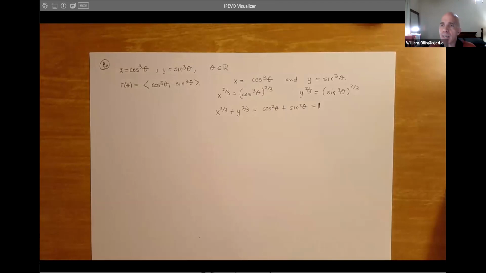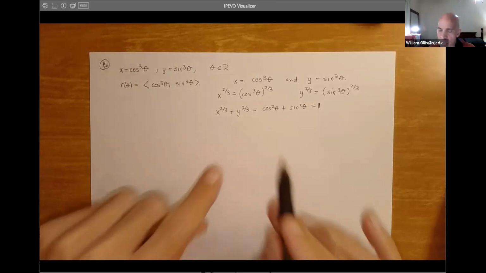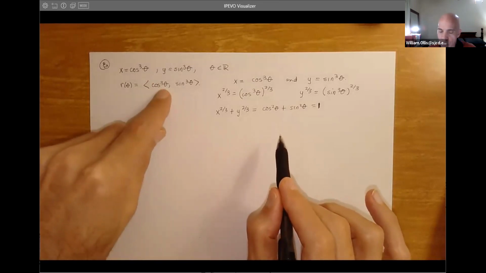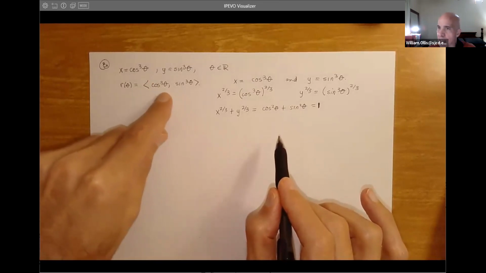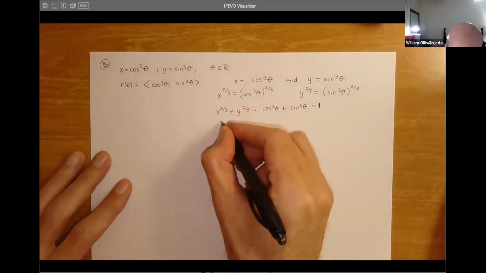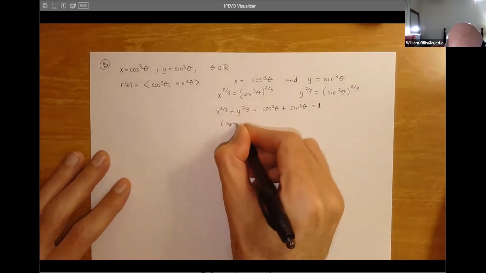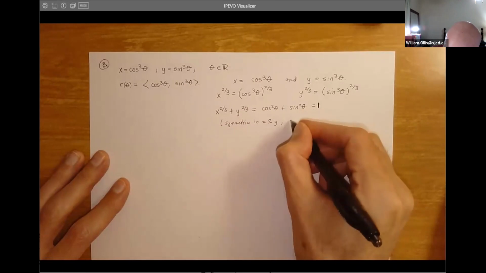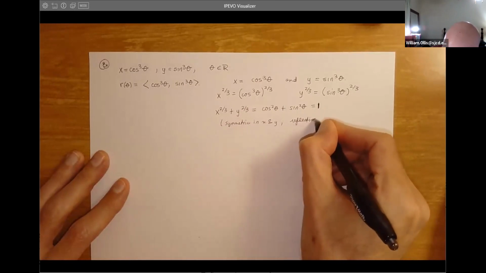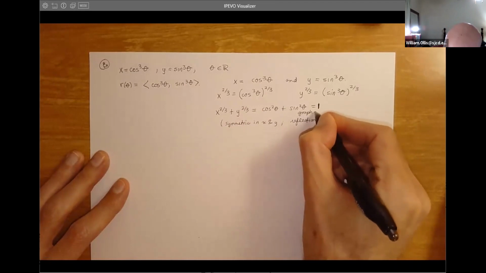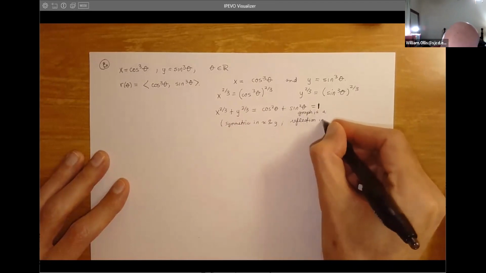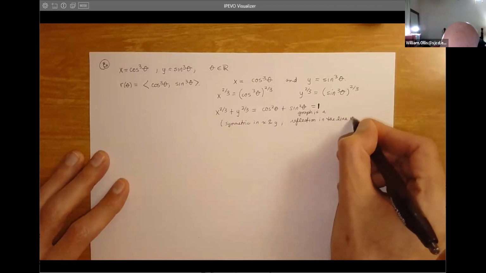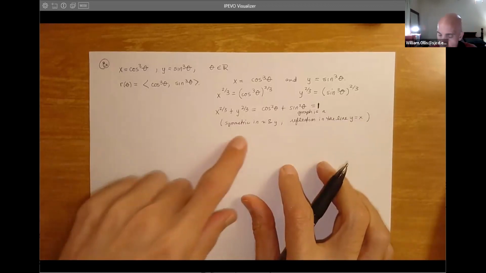So the beauty is that the Cartesian does give us some ideas, but it's kind of hard to see the cusps unless we just do a lot of derivatives, which the derivatives we do here will be simpler because these are sines and cosines. So now we can say symmetric in x and y. So this gives us reflection. The graph is a reflection in the line y equals x. So there's a lot to be gleaned from this.